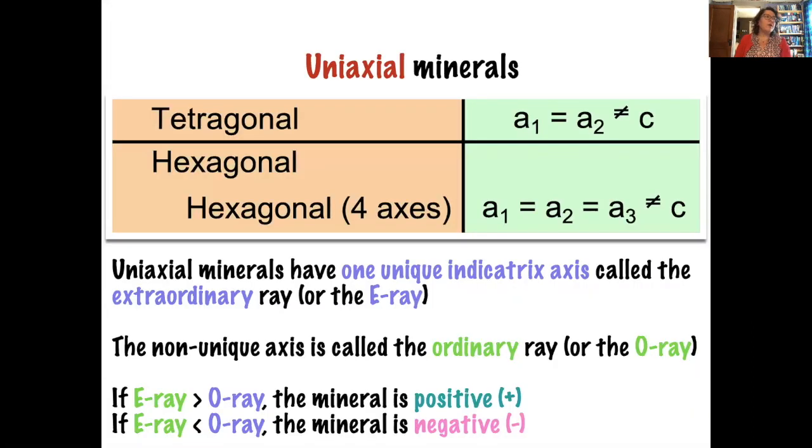Okay, so when we're talking about tetragonal and hexagonal minerals in the crystal system, they have one unique axis. They are also known as uniaxial. When we talk about the indicatrix, we have a uniaxial indicatrix in which they have one unique indicatrix axis called the extraordinary ray, sometimes also called the E ray or the epsilon ray. The non-unique axis is called the ordinary ray or the O ray, or sometimes the omega ray. If the epsilon ray is greater than the omega ray, the mineral is positive. If the epsilon ray is less than the omega ray, the mineral is negative.